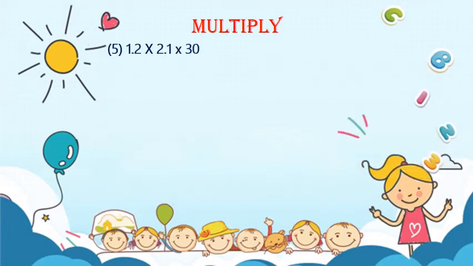Now let's come to the next question. Again, in this question also we have to multiply three numbers where 2 are decimal fractions and 1 is a whole number. So 1.2 multiplied by 2.1 multiplied by 30. So 1.2 and 2.1 are decimal fractions and 30 is a whole number. So children, first of all we will multiply 1.2 by 2.1 and we will consider both of them as whole numbers. So 1.2 will become 12 and 2.1 will become 21.